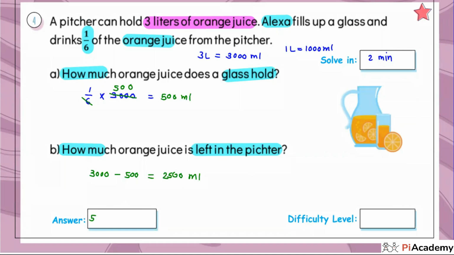Now the point is you have to take care of the units, okay? If the question is asking in ml, then these answers are correct. If the question is asking in liters, then you have to keep your answer in liters. So 500 ml is nothing but 0.5 liter, and 2500 ml equals 2.5 liters. As per the question requirement, you have to take care. For now, I am writing 0.5 liters and 2.5 liters for parts A and B respectively. And this is a medium level question. Let's move on to the next question.